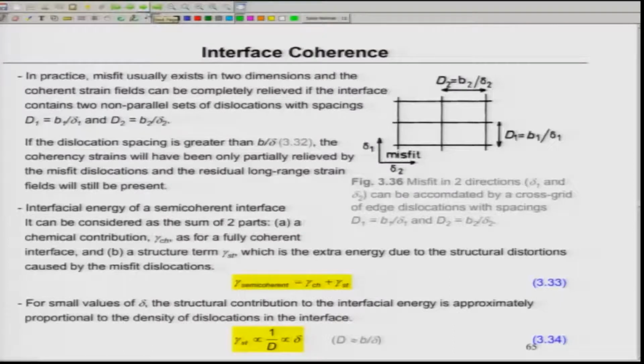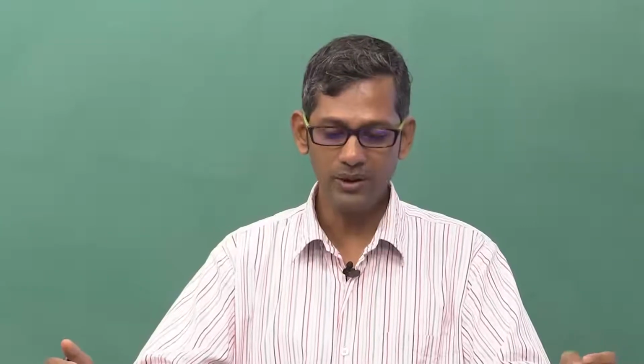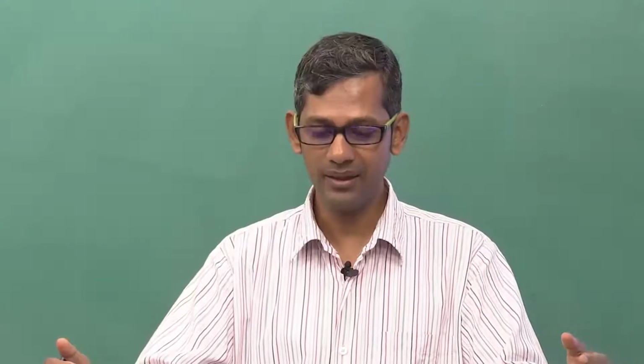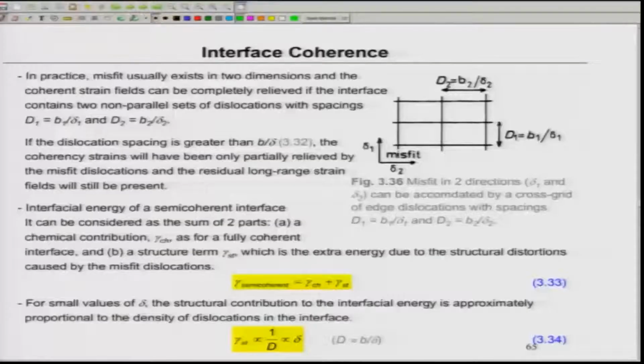So, the coherency strain field can be completely relieved if we have 2 sets of dislocations, one set of dislocations along the x axis, and another set along the y axis. That is what is shown here. This is along x and this is along y, shown as delta 1 and delta 2, because in both the directions the lattice planes may not match perfectly, there will be misfits, and therefore, based on the misfits we need 2 sets of dislocations.